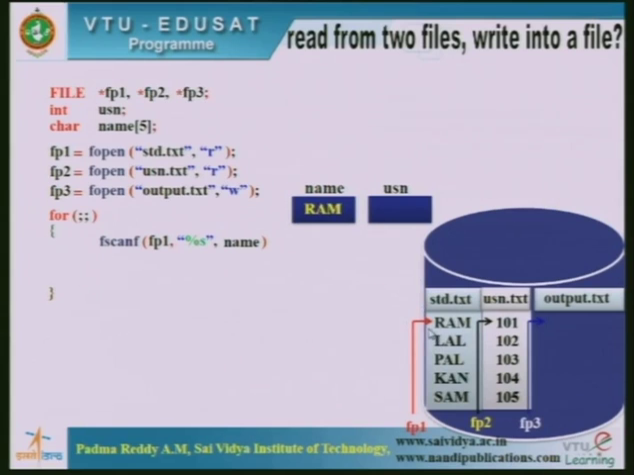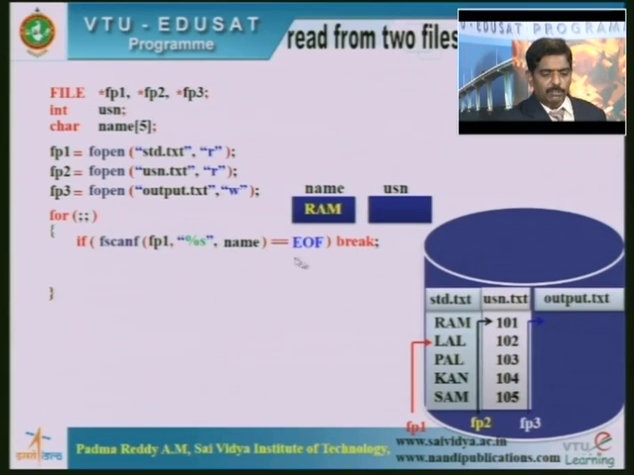Then automatically the file pointer points to the next one. Next, what do we do? We check whether it is equal to end of file. Have you encountered end of file? No. So if it is equal to end of file, we break.